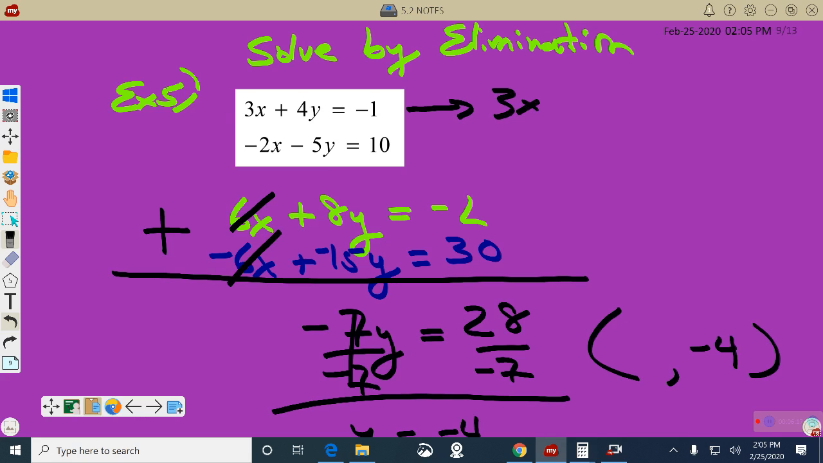3x plus 4 times -4 equals -1. It's the first equation of our notes, so you can catch up if you wish. Nice. One more time? Give it to me anyway.